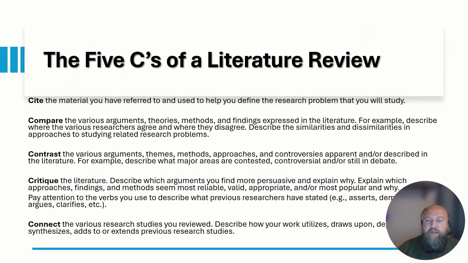All right. So the textbook makes reference to the 5 C's of a literature review, and I actually kind of like this. I thought it was a nice way of presenting that. So the first part, the first C, is cite. Cite the material you refer to and use it to help define the research problem that you will study.